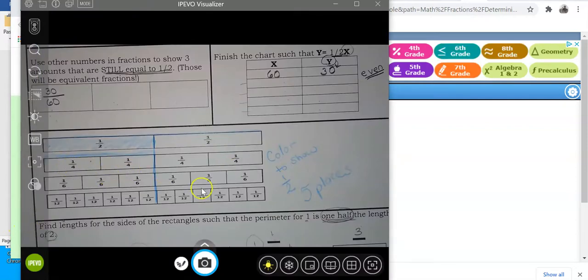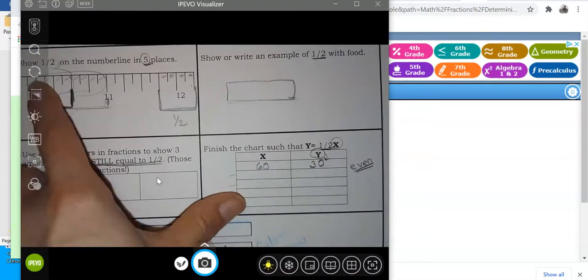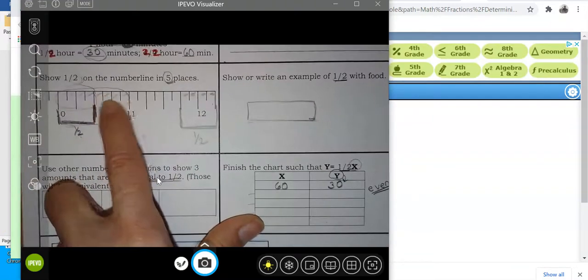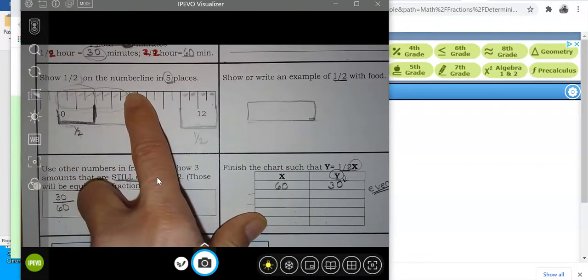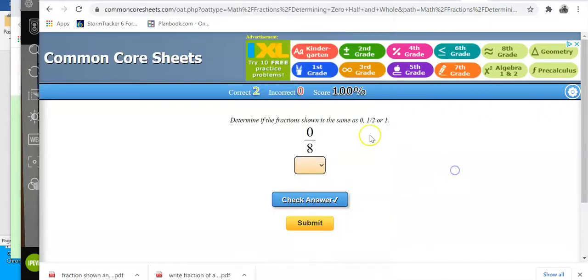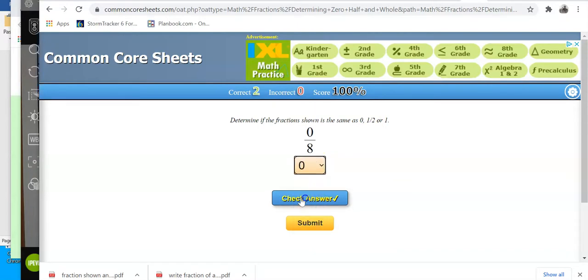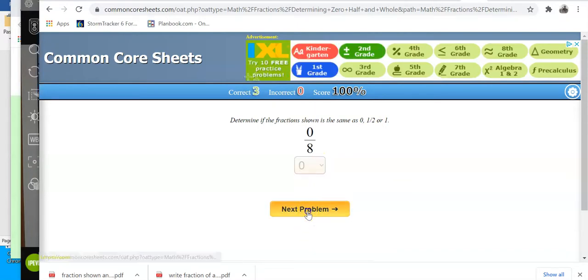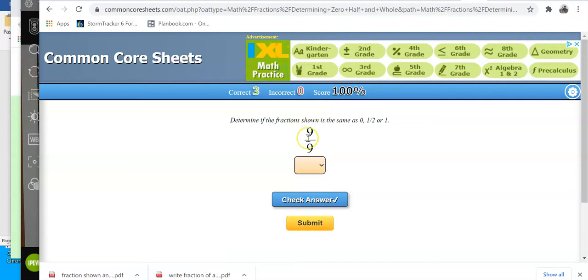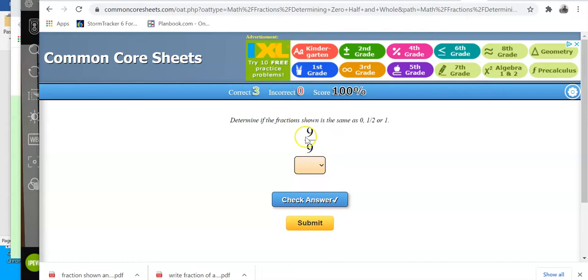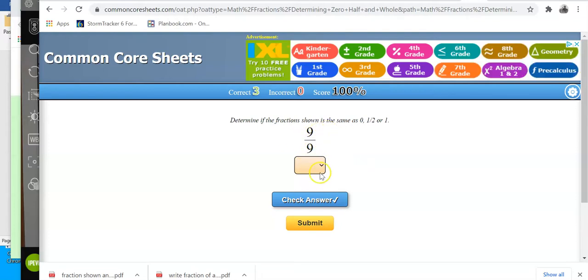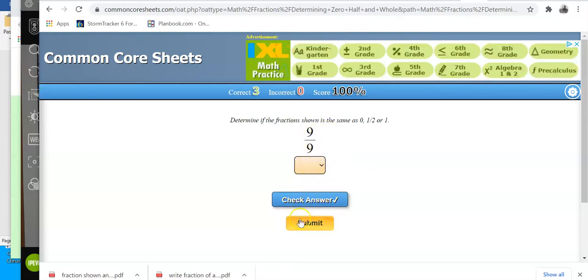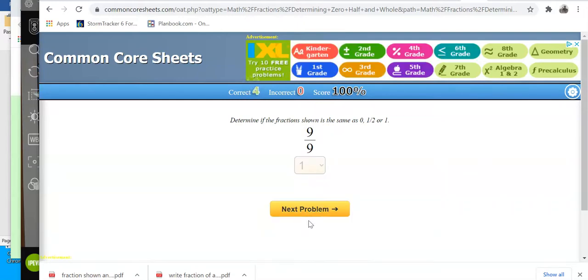Again, it doesn't show 8ths here, but weren't there 8 sections in the number line? If you have 0 of them, do you have the whole thing? Do you have half of it? No, you got nothing. There are 9 pieces in the entire thing. You have all 9 of those pieces. 9 out of 9 means, hey, guess what? I have the entire amount.